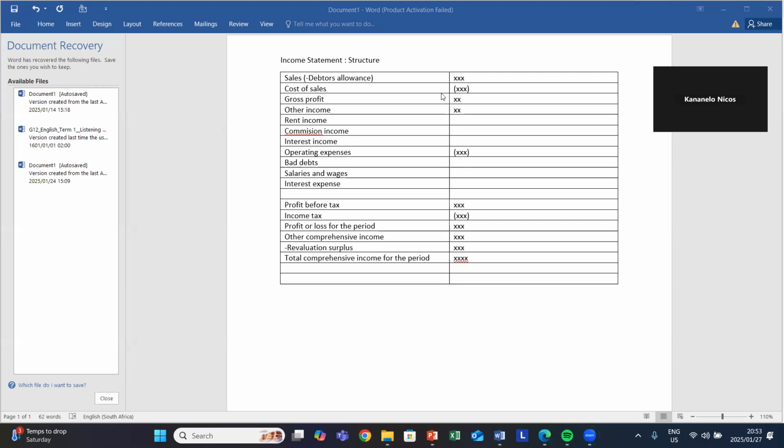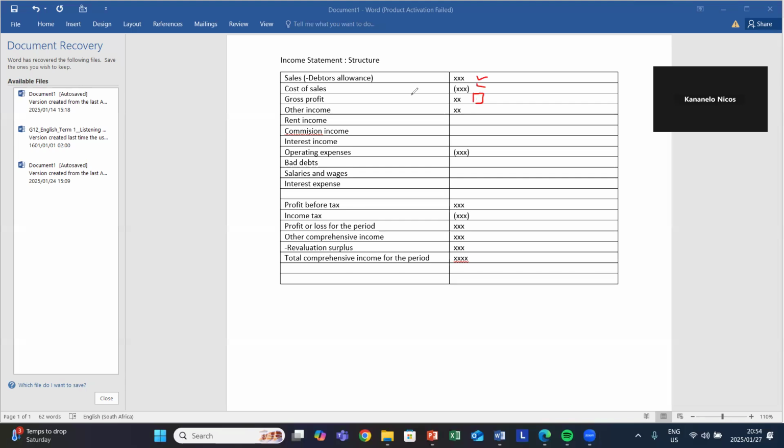Let's start with the first component, the one that you already know, which is our sales. In our sales, we have to minus our debtors allowance and our returns, and then it will give you net sales. And then you have a cost of sales there. Remember that your cost of sales should always be in brackets. Bracket means minus. So when you say your sales minus your cost of sales, you'll have this item which you call gross profit.